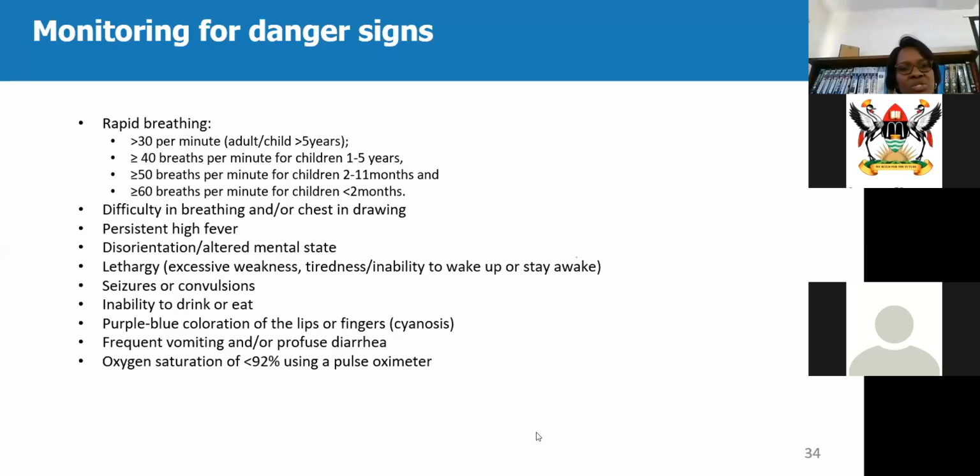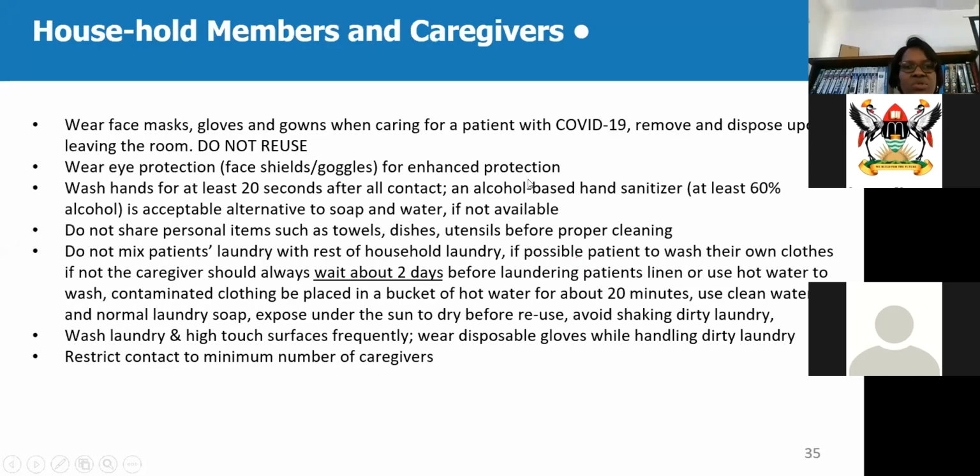We monitor their mental status for any disorientation. We monitor for the presence of any lethargy, weakness, that kind of thing. We monitor how they are able to drink, to stay awake, to stay seated up, or to walk around. If at all they get a convulsion, the color of the lips, the fingers, the tongue, just in case they are getting into hypoxia and turning blue. Then we monitor if they're vomiting or having diarrhea. And then of course we monitor their oxygen saturation using the pulse oximeter to keep it to the targets that I mentioned.